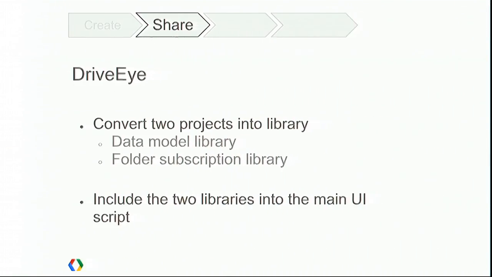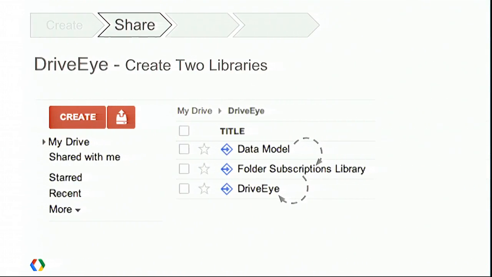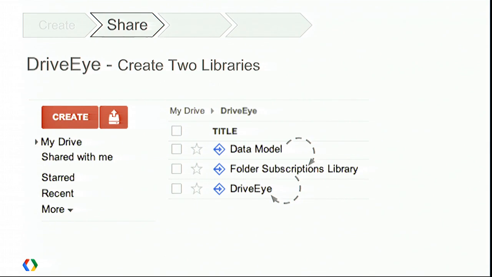So going back to our DriveEye project, what we need to do is convert 2 projects out of these 3 to libraries and then use them. We're going to take the data model project, create a library out of it, and then use that as a library in the second project, which is the folder subscription project. Then we make the folder subscription project a library and use it in the main project. It's pretty complex stuff, but it goes to show the power of sharing combined with libraries, and the kinds of things that you can do here.